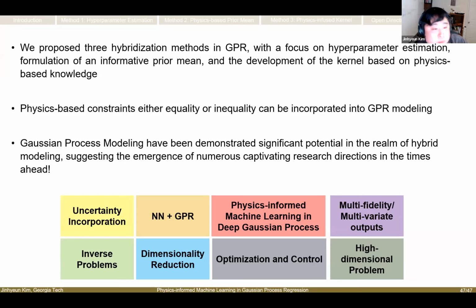For example, we can incorporate uncertainty and a better combination of neural networks with GPR, using the deep Gaussian process for physics-informed machine learning, where we can explore multifidelity outputs or multivariate outputs, or different problems like inverse problems, optimization control, or high dimension problems using sparse Gaussian process regression. Also, for dimensionality reduction or variable selection problems using lasso or elastic net, we may embed physics-based knowledge to improve the selection or consistency of the variable selection.